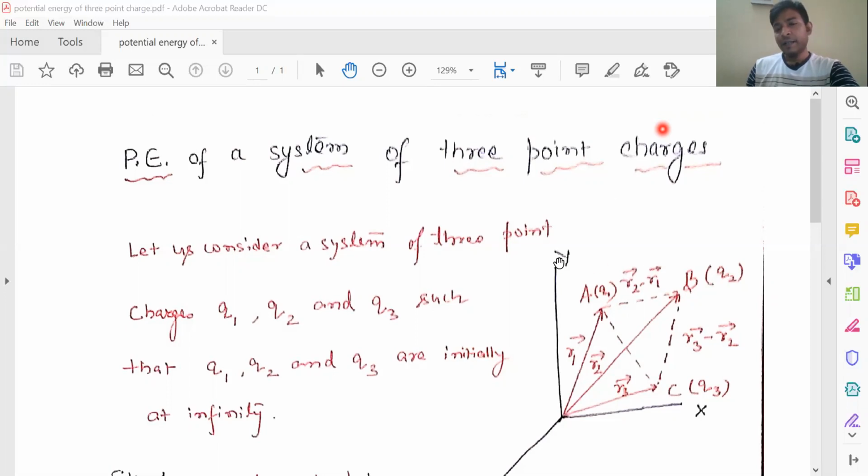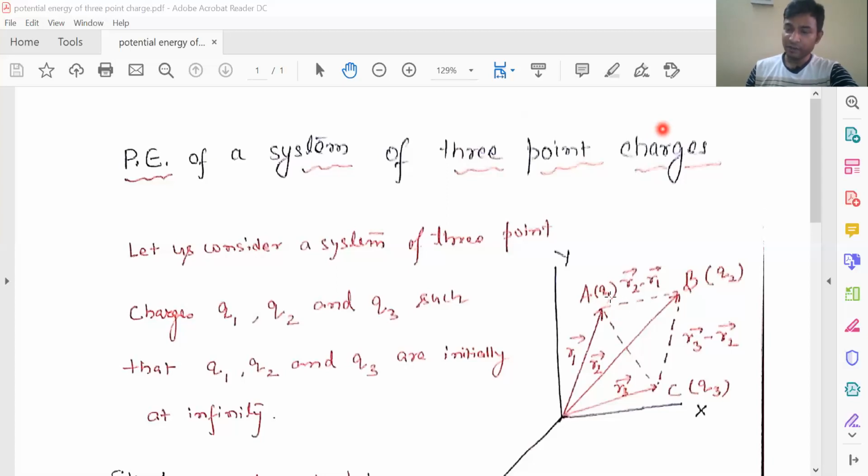Here initially we will consider that all the charges are present at infinite distance from each other, and one by one the charges are brought to the point concerned. So first of all, the first charge, let us suppose the q1 charge. Here in the figure you are seeing the x-axis, y-axis, z-axis. The first charge q1 is present at a point, but initially it is at the infinity position.